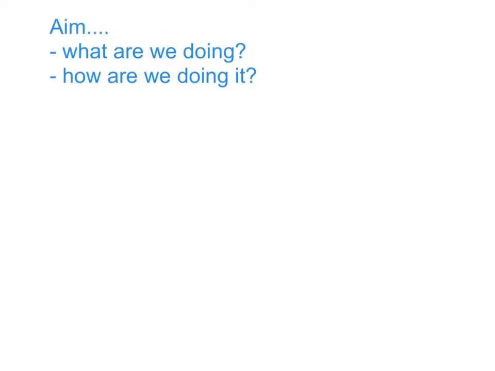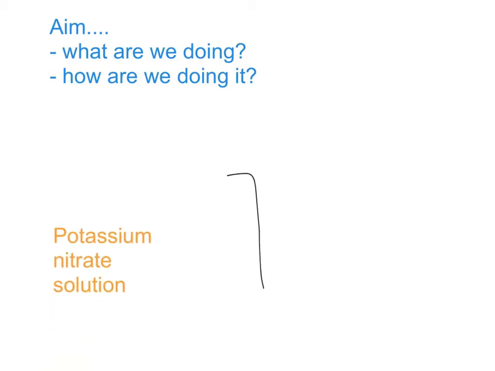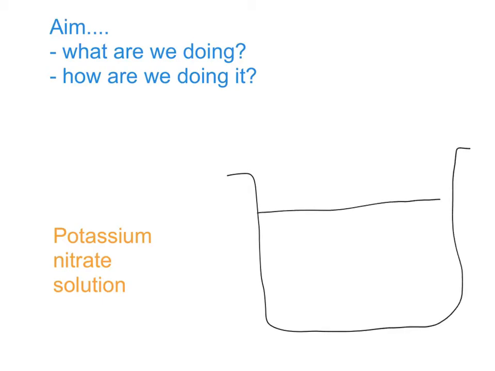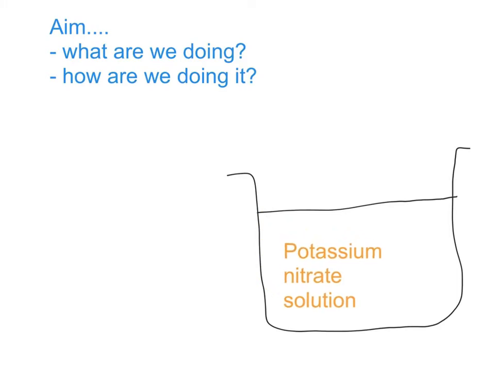So I want you to think about writing your aim. In your aim, we have to write two things: what we're going to be doing and how we're going to be doing it. In this practical, we're going to be looking at potassium nitrate solutions and forming crystals from that. So we've got potassium nitrate. You're going to have a beaker full of that, like this. Sorry for my bad drawing. So this will be a solution of potassium nitrate.